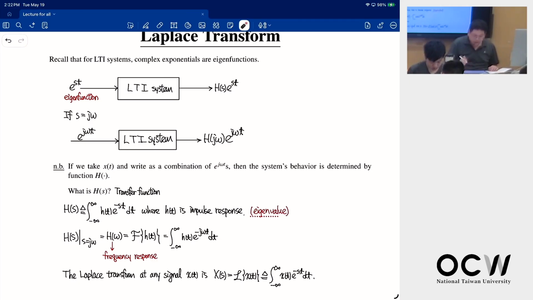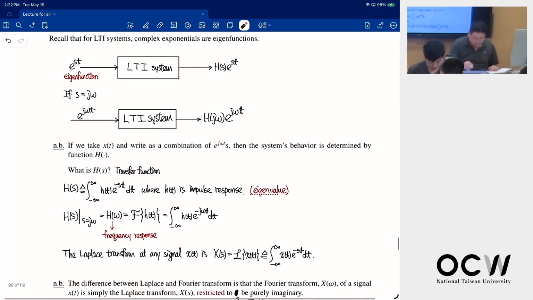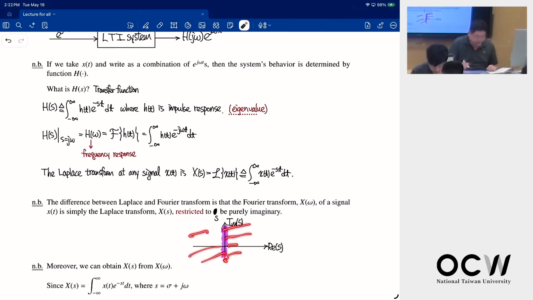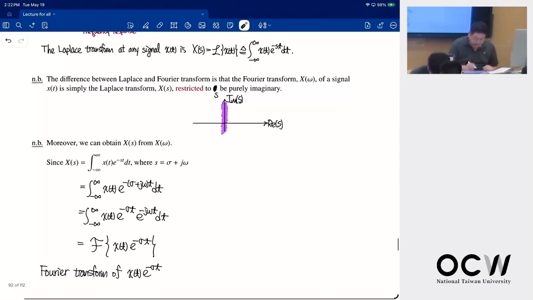Then for the Laplace transform, we have also done the Fourier transform. The Laplace transform is a generalization of the Fourier transform, because in the Fourier transform we focus on the imaginary axis, but we extend it to the whole plane. That is the Laplace transform. When we do the Laplace transform, it is the signal x times the exponential, and we do the Fourier transform of this term.